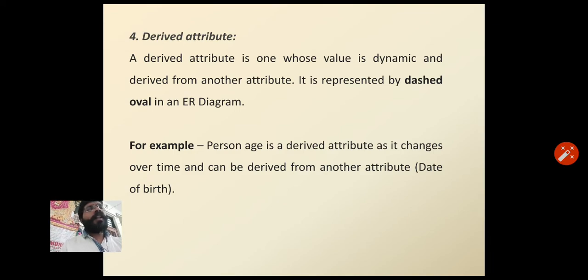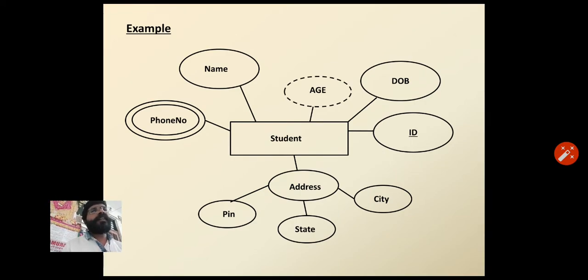We can explain all the attributes with an example. Here we can say that student is an entity, name is a simple attribute, date of birth is a simple attribute, ID is a key attribute, phone number is a multi-valued attribute with the double oval symbol, age is a derived attribute, and address is a composite attribute, because it is combined from PIN number, state, city.